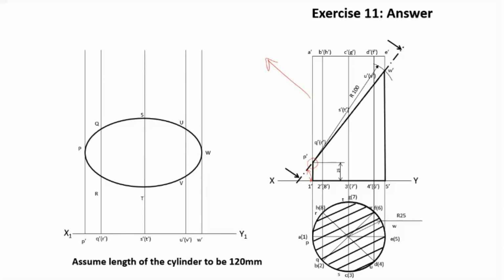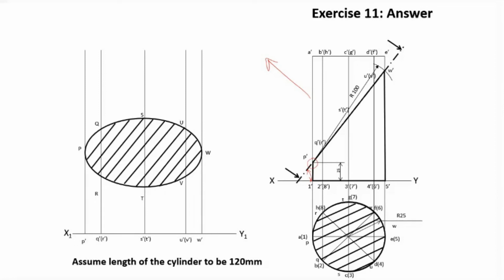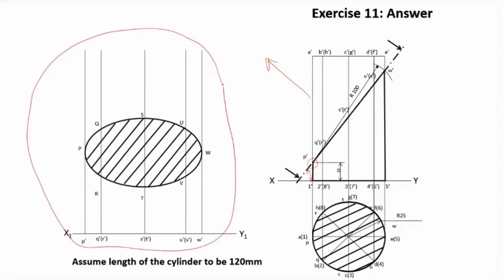So this is how it is being drawn. This is this method. If you have enough space, you can draw it right here itself, or else you can draw it like this. This is an alternate method of getting the true shape of the section.